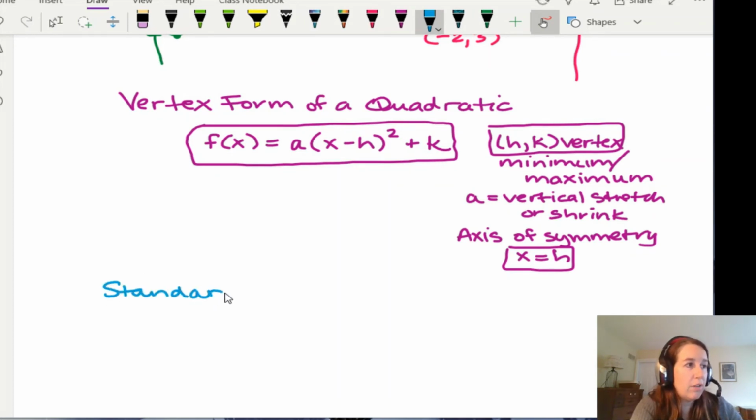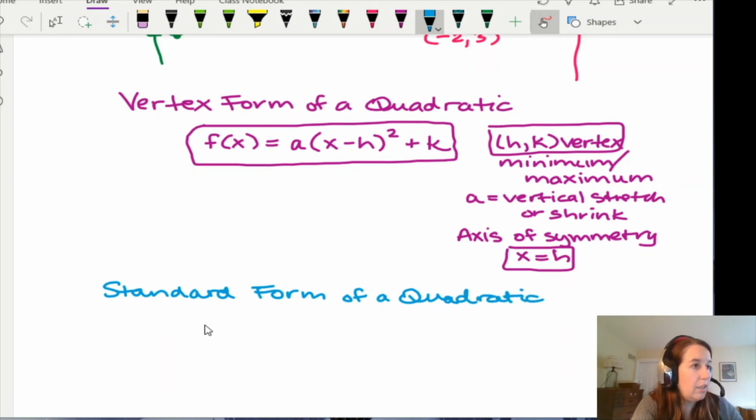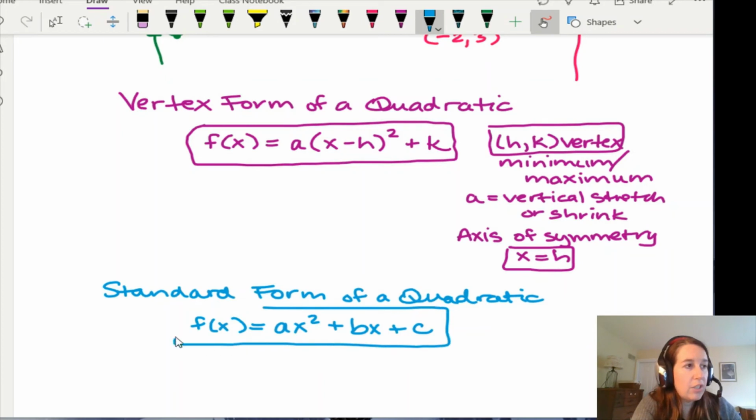All right, we also have what's called standard form of the equation. Standard form of a quadratic is f of x equals ax squared plus bx plus c. This is actually the typical form you've probably seen a lot before. The a, b, and c are numbers, they're coefficients. The a is the same as in the other equation, right? The a is still the vertical stretch or shrink.